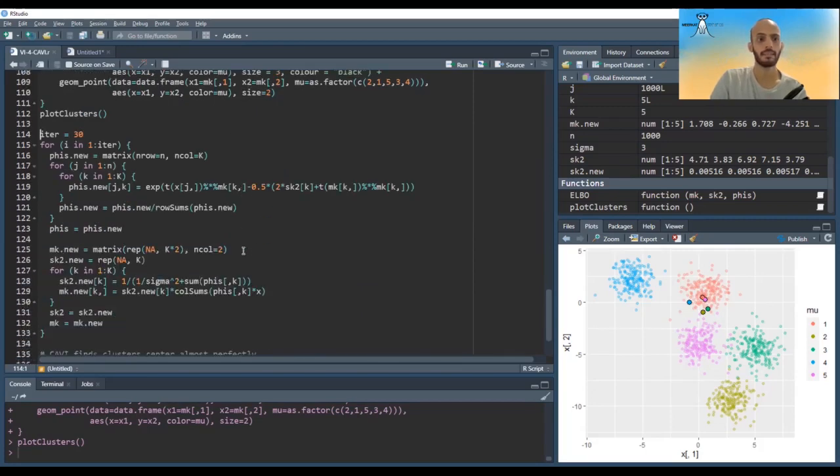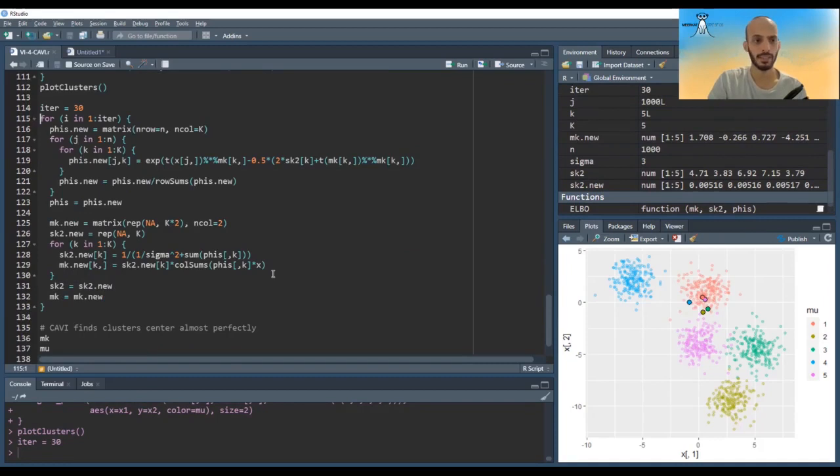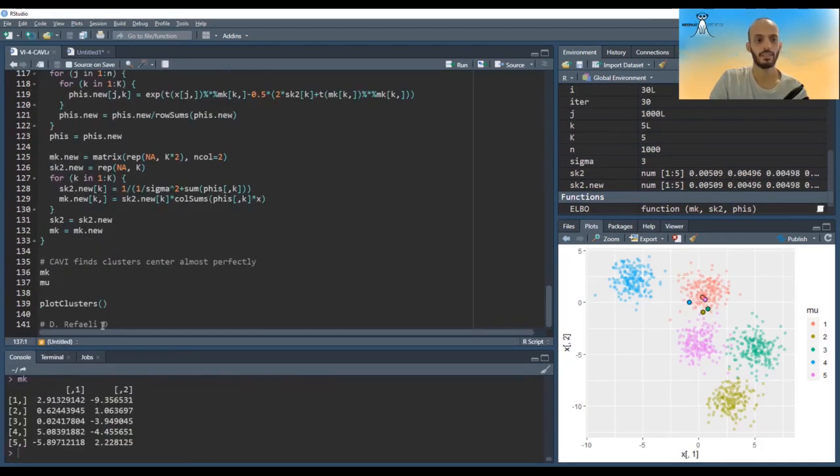And now we do the same algorithm as before, with minor adjustments for the new formulas that I showed you. Okay, it finished. And now these are the final m_k's. These are the true mu_k's. And if we plot it now, you can see that each point is correctly, or seems to be, quite close to the center of each cluster.